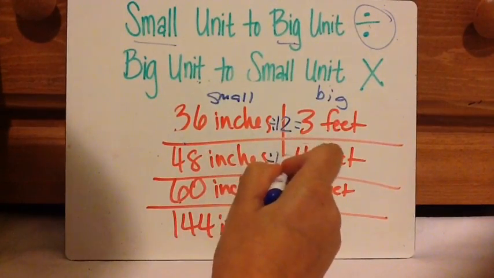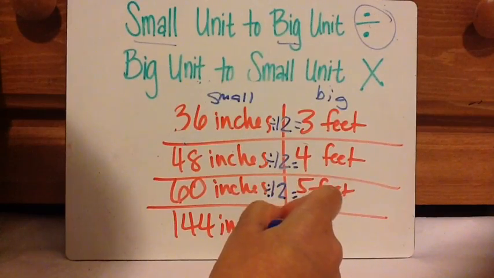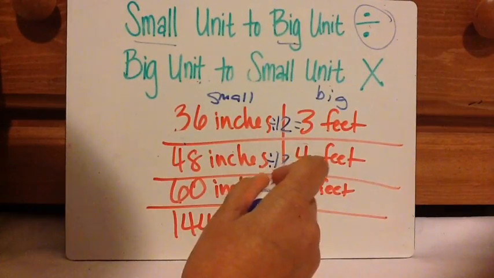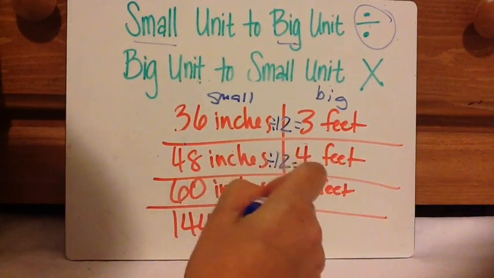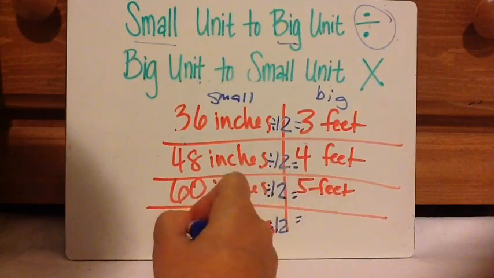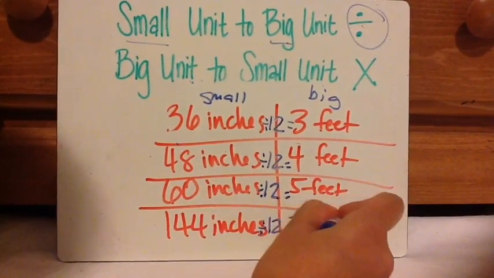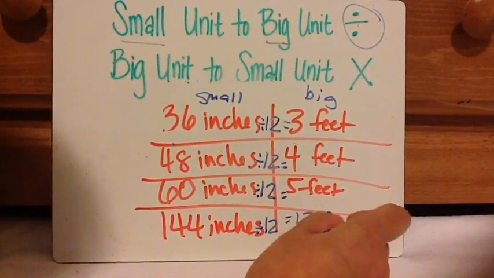So I know 12 inches are in 1 foot, so 36 inches divided by 12 inches equals 3 feet. So when you go through the whole thing, 48 inches divided by 12 inches equal 4 feet. 60 inches divided by 12 inches equals 5 feet. 144 divided by 12 equals 12 feet.